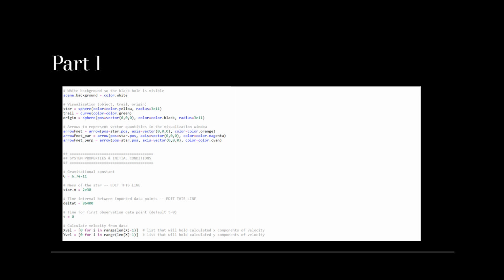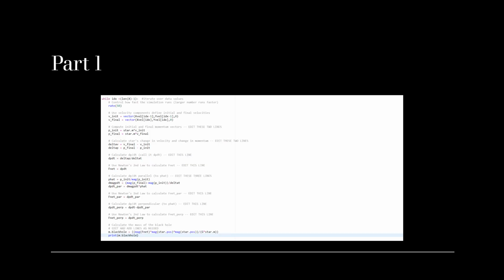So here's part one of the code. Here we set the mass of the star, and then we also set the time period, which was over 1 day, so that's why it is 86,400, because that's how many seconds were in 1 day that the spaceship would be flying for.